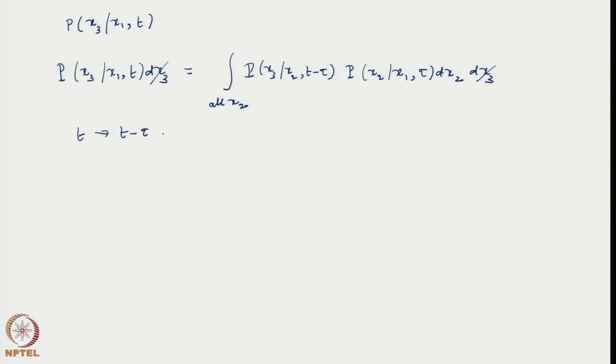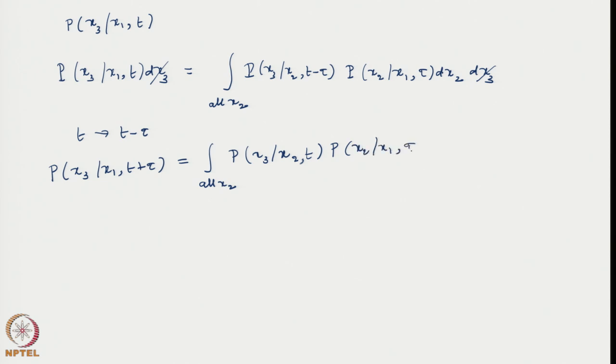Then actually we will have p x3 from x1 in a time t plus tau. So, the older t will become now the new t plus tau. This will be sum over all x2 and the product of transition probabilities p x3 from an arbitrary point x2 in a time t and x2 from x1 in a time tau, over all accessible x2 points. This is the Chapman-Kolmogorov equation.